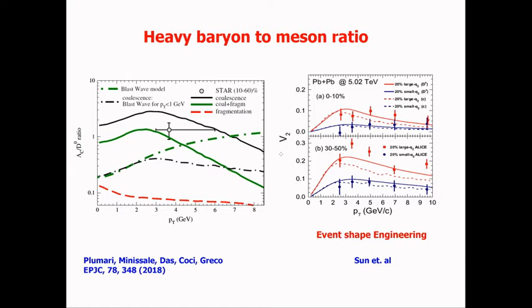Then we further extend the same model. We compute the event shape engineering, as done in the experiment at LHC energy, both at 0 to 10% centrality as well as 30 to 50% centrality. And as we can see, within our model we are again able to explain it. Then, with the same model, we also study the heavy baryon to meson ratio, implementing a coalescence plus fragmentation scenario. Within this model, we get a peak of Lambda_c over D around 1. And our model also works here, and we can reasonably explain the experimental data.